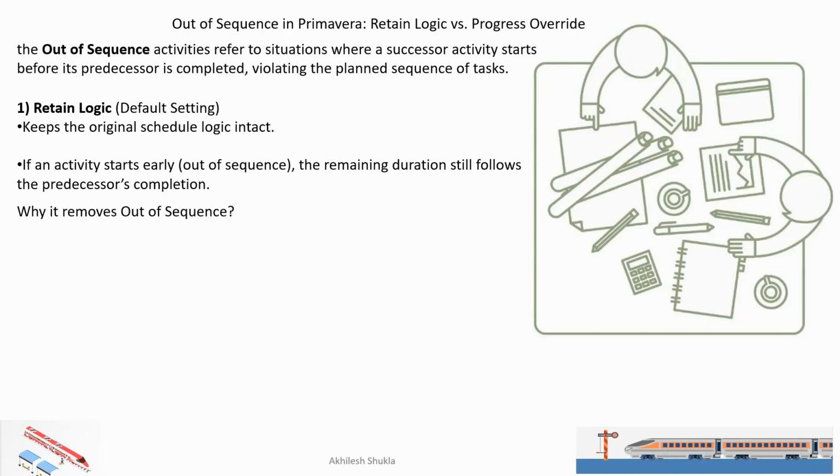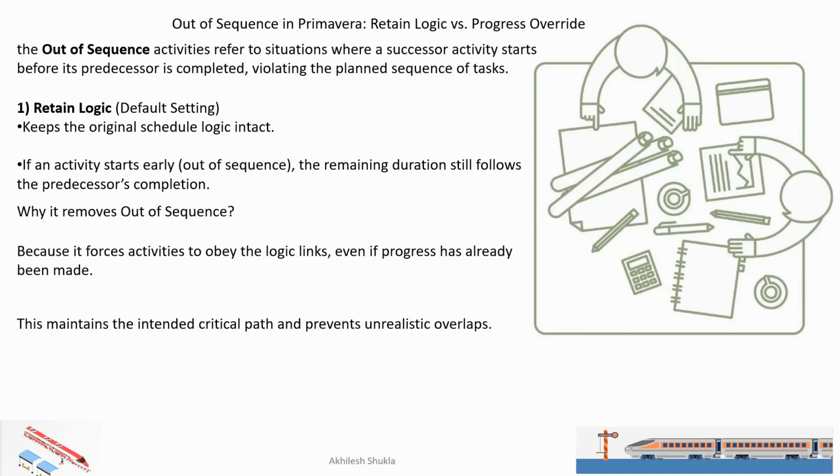Next, why remove out of sequence? Because it forces activities to obey the logical link even if progress has already been made, which we already discussed. Second, this maintains the intended critical path and prevents unrealistic overlaps. Basically, if you are not removing such things, it will not show a realistic picture of the real completion date of the project. So this is retain logic.